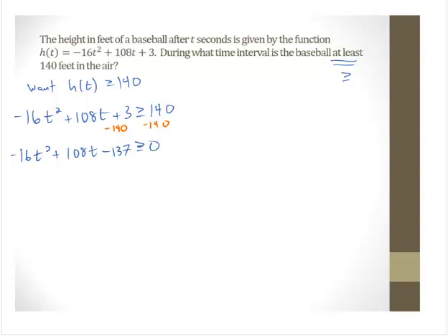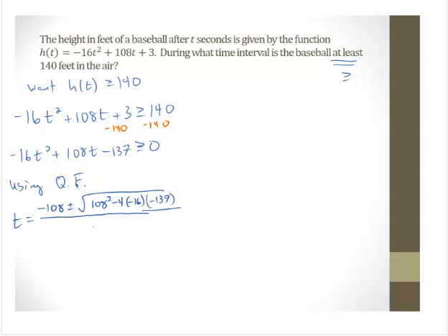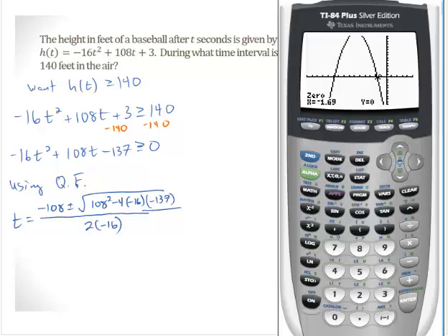So first I'm going to solve the equation equal to 0. I'm going to apply the quadratic formula. Using the quadratic formula, x would equal, not x, but t, negative 108 plus or minus the square root of 108 squared minus 4 by negative 16 by negative 137 over 2 by negative 16. All right, so let's use the calculator here.